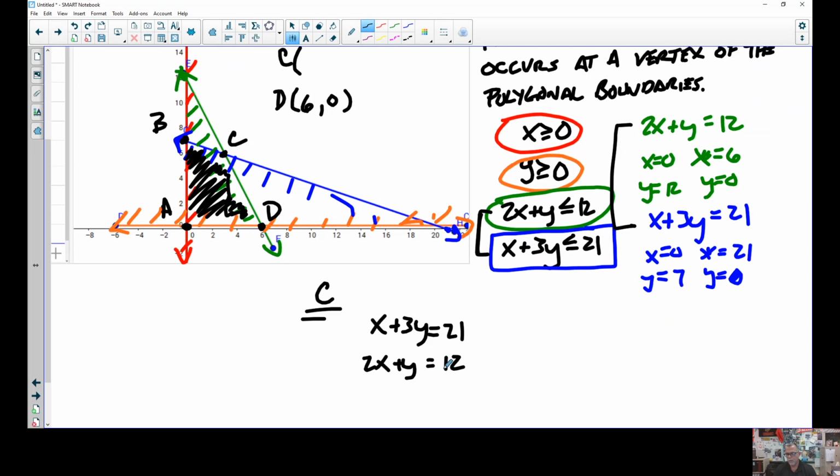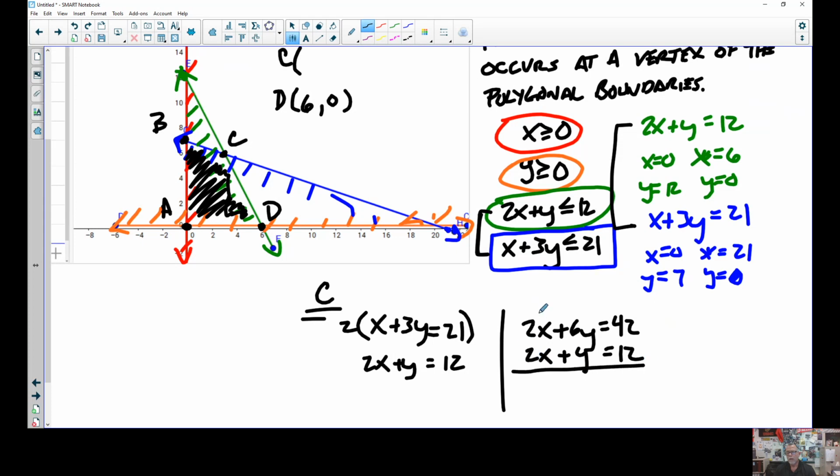This is another example of how we use systems. So maybe I multiply this by 2. If I do that, I would get a new system. That would be 2x plus 6y equals 42, and I would have 2x plus y equals 12. And when I subtract, I would get 5y equals 30. And that means y equals 6.